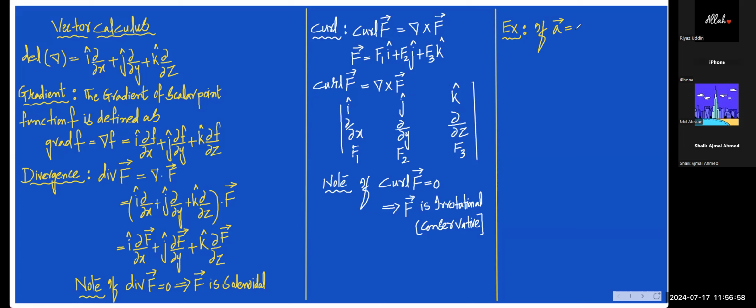If A is equal to i minus j plus 2k, suppose this is your A value. Now look at B is equal to... Suppose, I am choosing these questions randomly. I am not taking from any textbook, just to make the concept clear. This is our B value.